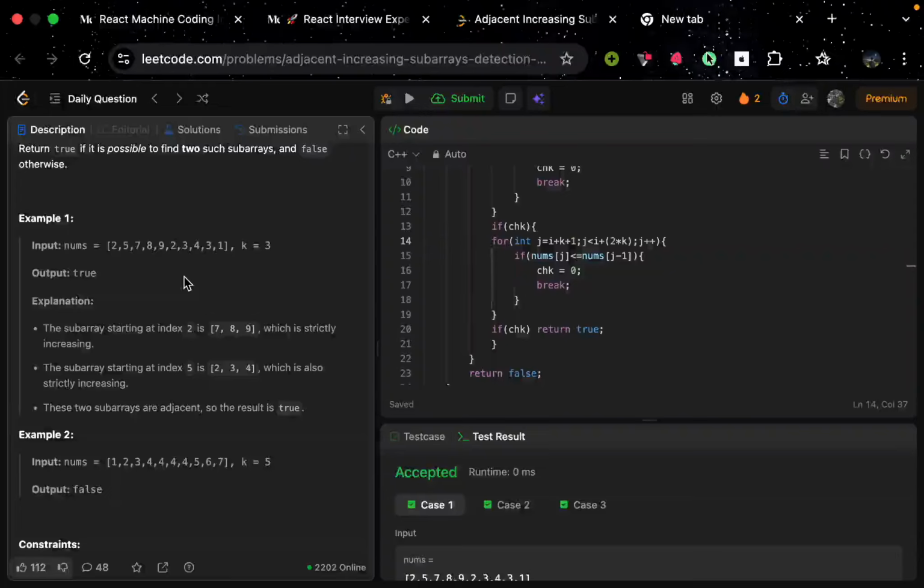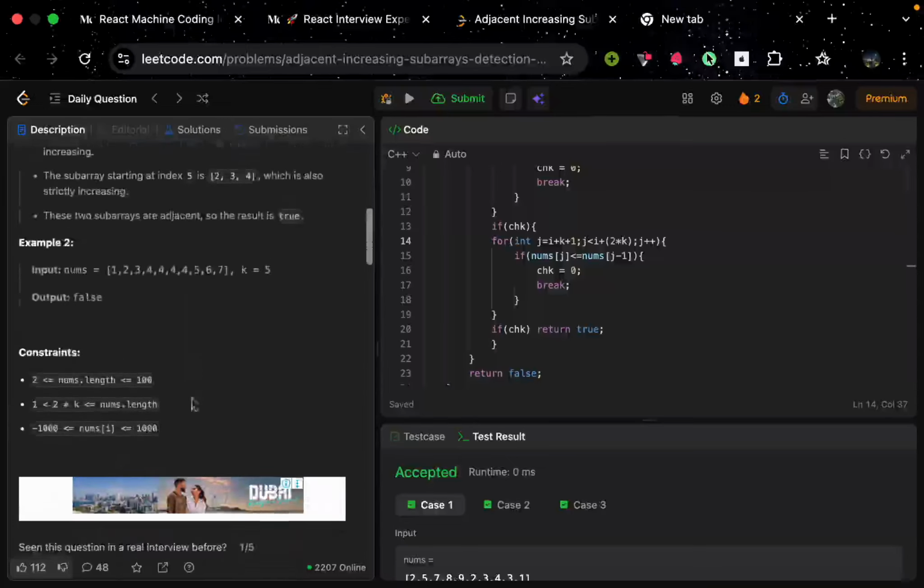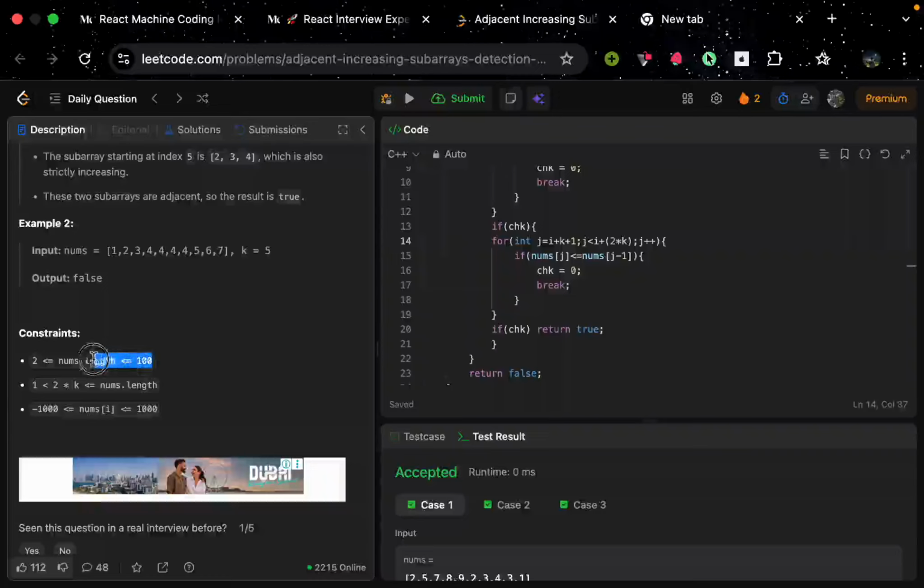What we have to understand from the problem is that the two subarrays combined might not be strictly increasing, but if we look at those two subarrays separately, then each should be strictly increasing. It should not necessarily be like 7 8 9 10 11 12; the two subarrays among themselves should each be strictly increasing. So this is the question, and the constraints are small: nums length is less than or equal to 100.